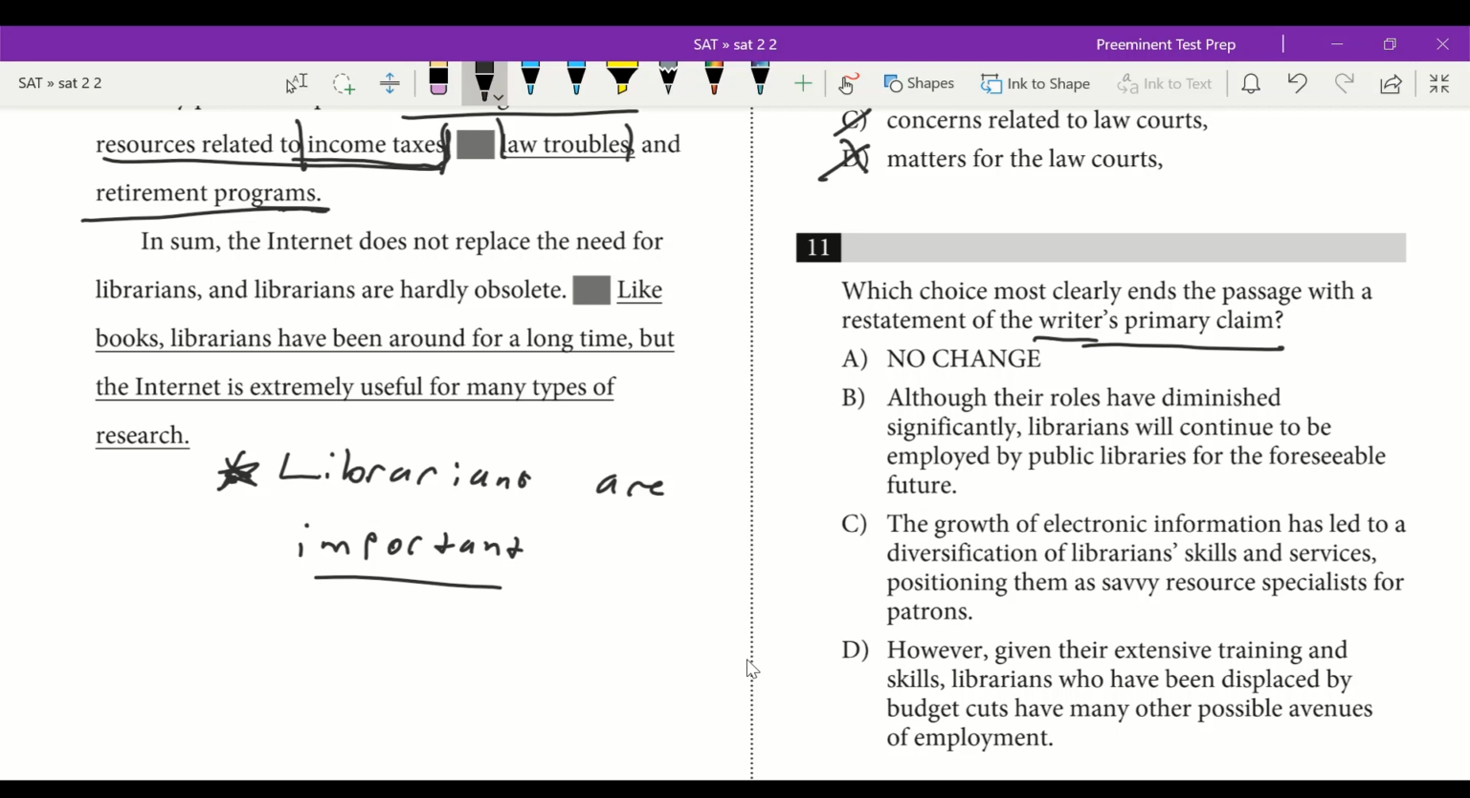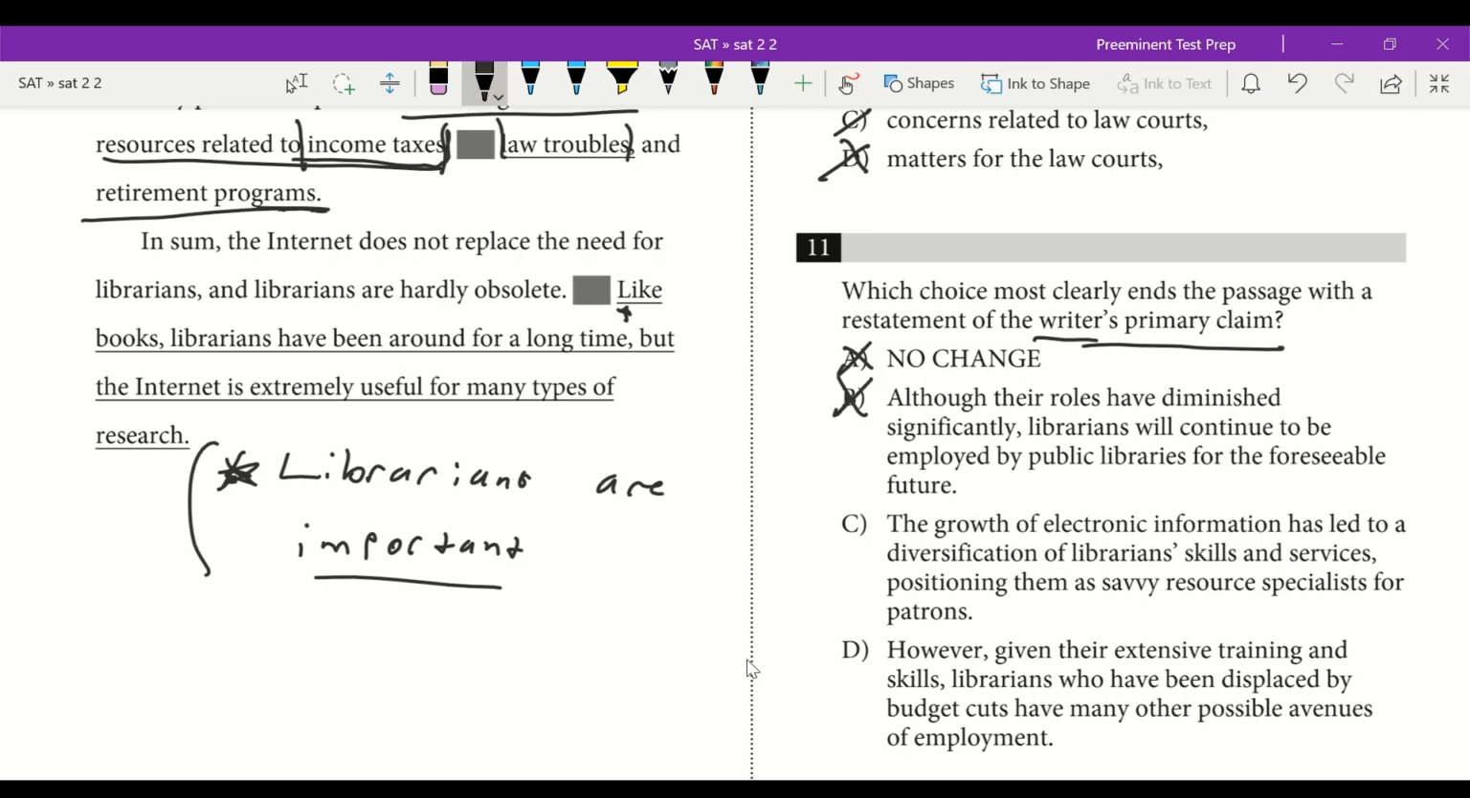So let's see what our answer here says. Like books, librarians have been around for a long time, but the internet is extremely useful for many types of research. That doesn't touch on our main claim at all, so we can get rid of A. How about B? Although their roles have diminished significantly, librarians will continue to be employed by public libraries for the foreseeable future. Well, saying that their roles diminished significantly, that's contrary to what we've just read. We've just read that their roles have expanded into internet research.